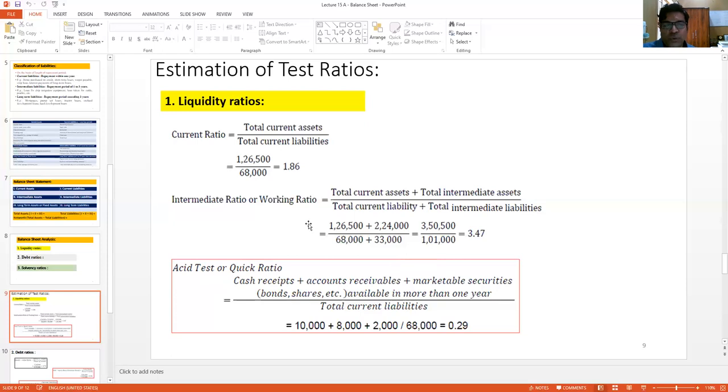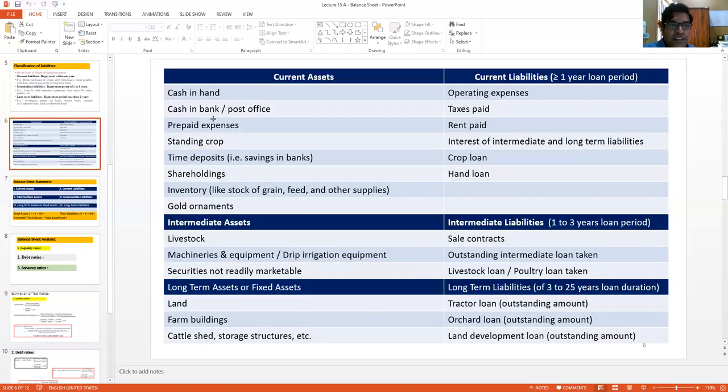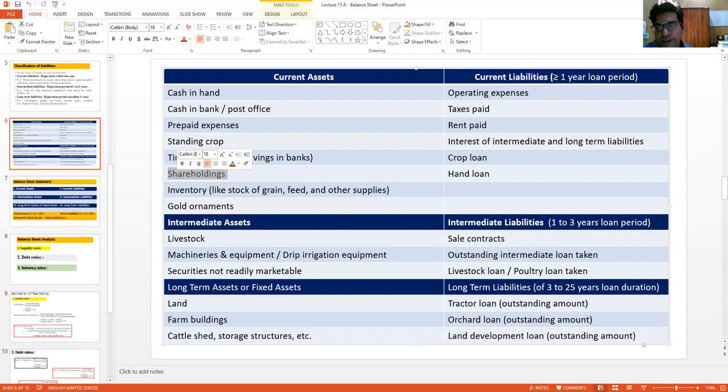There is a small difference between current ratio and acid test ratio. Why? Because in current assets, we have all the physical assets as well as monetary assets, right? You see here, we have cash in hand, cash in bank, post office, time deposits, shareholdings. All these are already monetary, right? There is no need for us to convert them to cash. So all these can be called monetary assets.